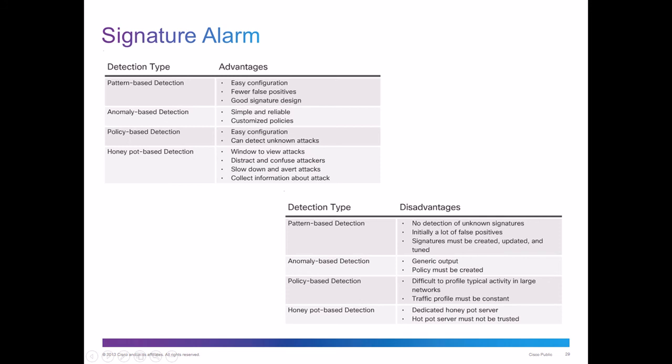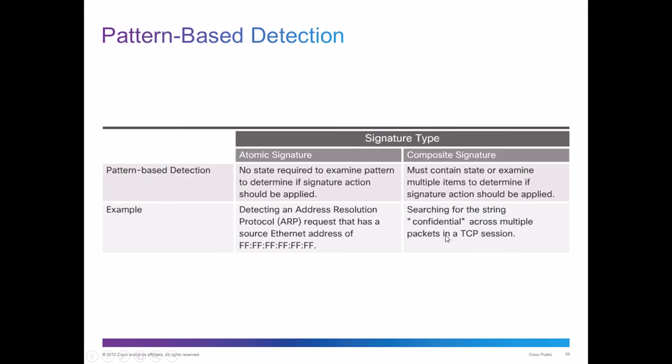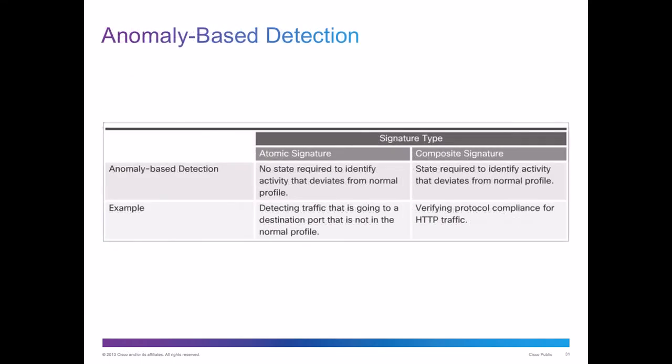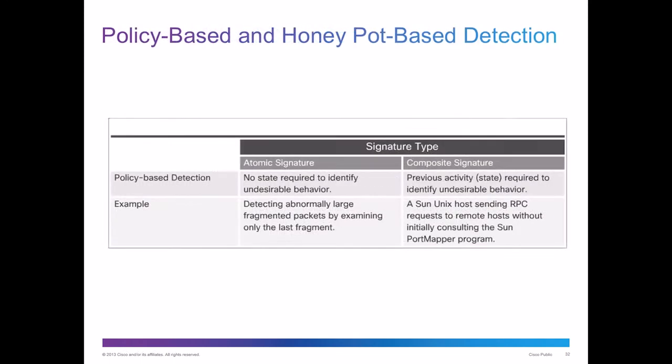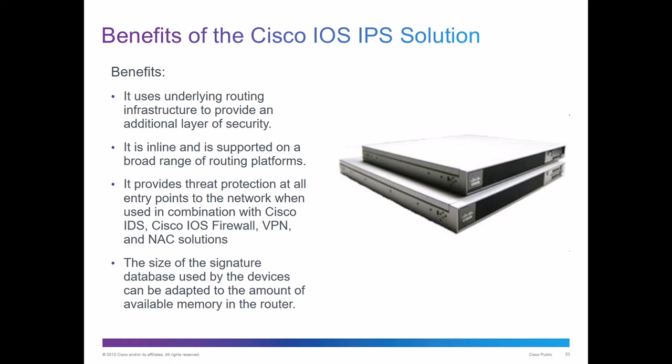All right, so these are the four different signature alarms: the pattern-based, the anomaly, policy-based, and the honeypot. So please write down the advantages and the disadvantages of each. All right, so these are the examples that we talked about just a second ago. Okay, getting into the benefits of the Cisco iOS solution. These are the benefits of having your own appliance instead of having the actual router doing the IPS for you.